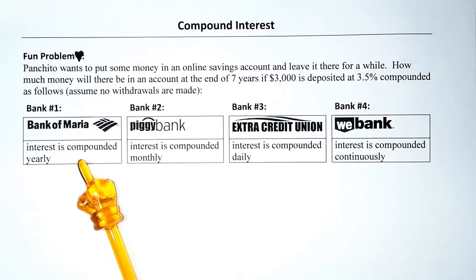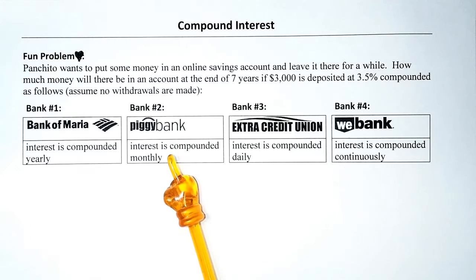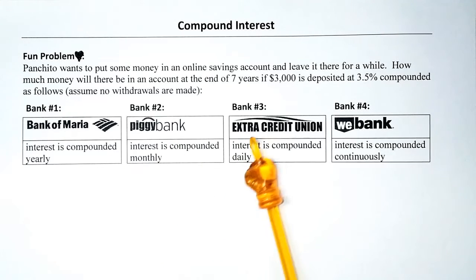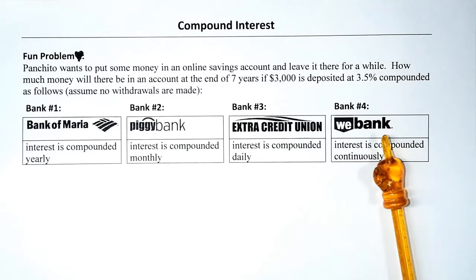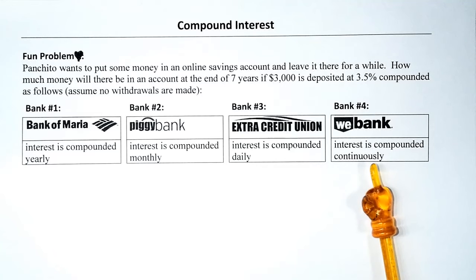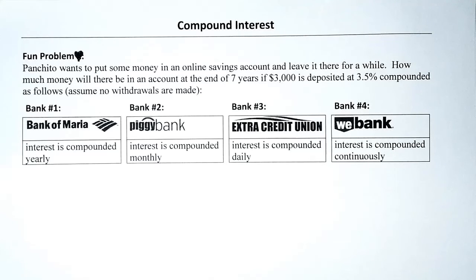Interest is compounded yearly. Okay, what's so special about piggy bank? Interest is compounded monthly. Okay, bank number 3, the extra credit union. Interest is compounded daily. Bank number 4, WeBank. Interest is compounded continuously. Okay, so for all 4 case scenarios, there are a few things that are going to hold true, I mean the same.